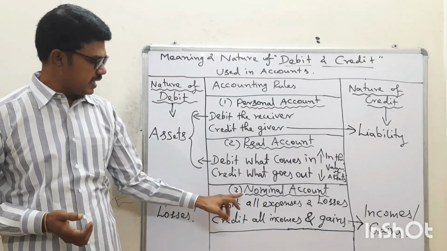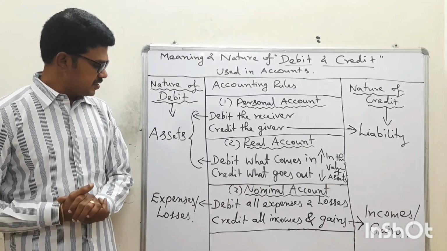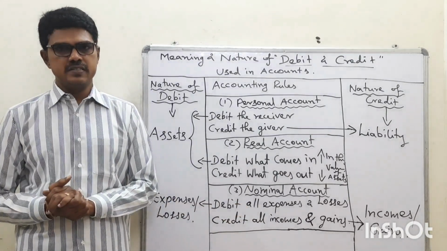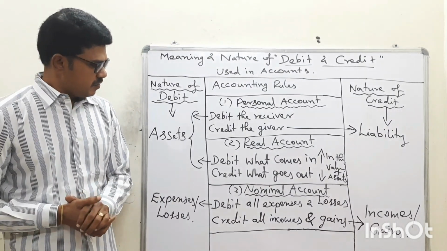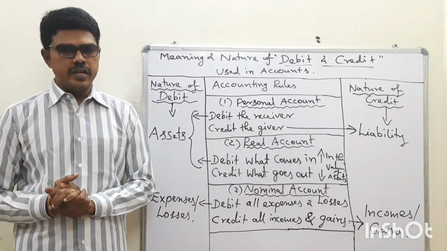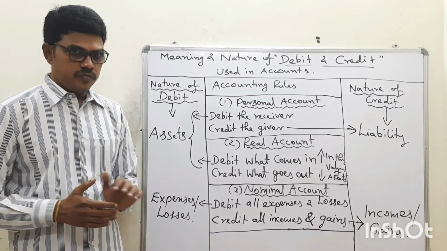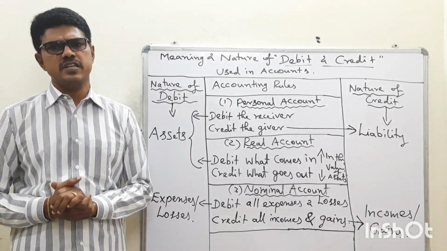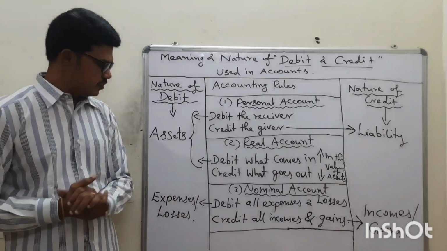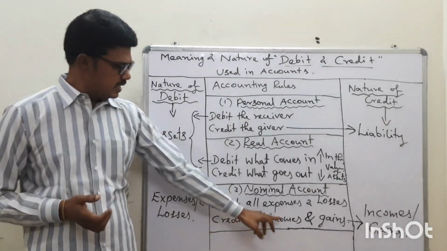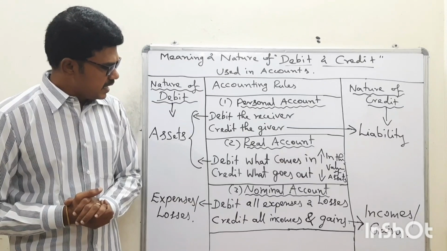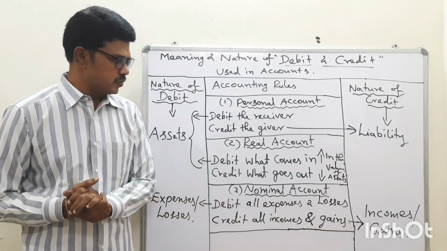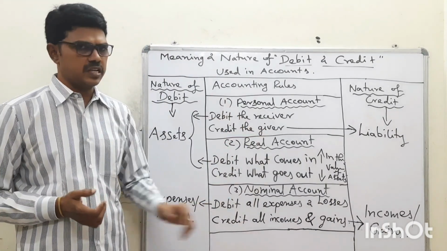Now let us see what is the rule of nominal account. What does it say? Debit all expenses and losses, credit all incomes and gains. This is purely transparent, right? All expenses and losses must be debited in our books of accounts, which incur in the normal course of business. All the incomes and gains incurring in the normal course of our business must be credited in our books of accounts. Right? I hope that you all would have understood this clearly.